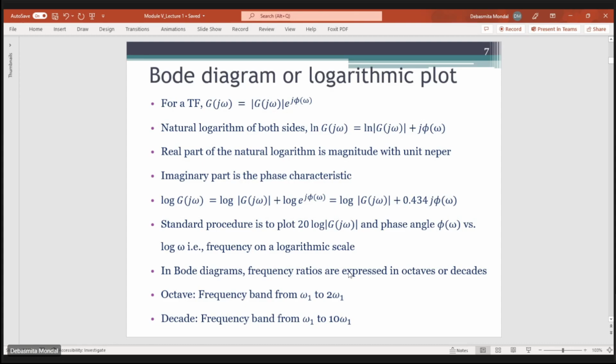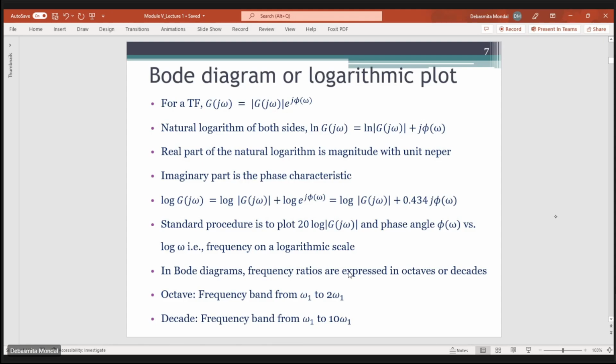Okay, so first we'll talk about the Bode diagram or Bode plot. Let's say you have a transfer function, given by G of j omega. You can express this G of j omega as the magnitude of G of j omega multiplied by the phase component. The phase can be expressed by e to the power j phi of omega.